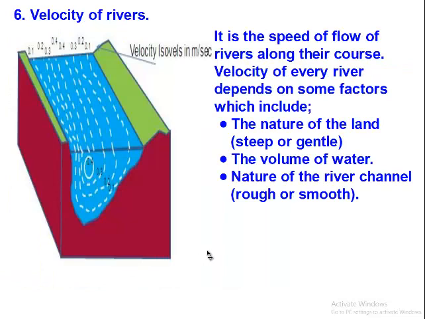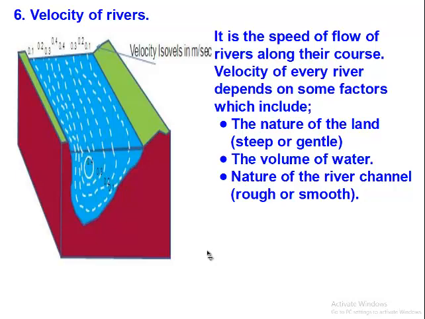Then finally, we look at the velocity of rivers. When we look at the velocity of rivers, we're talking about the speed of flow of rivers along their course. How fast they move along their path or their course. Now, this speed depends on some factors, which include: 1, the nature of the land; 2, the volume of water, that is, if the water is more or less; and 3, the nature of the river channel.